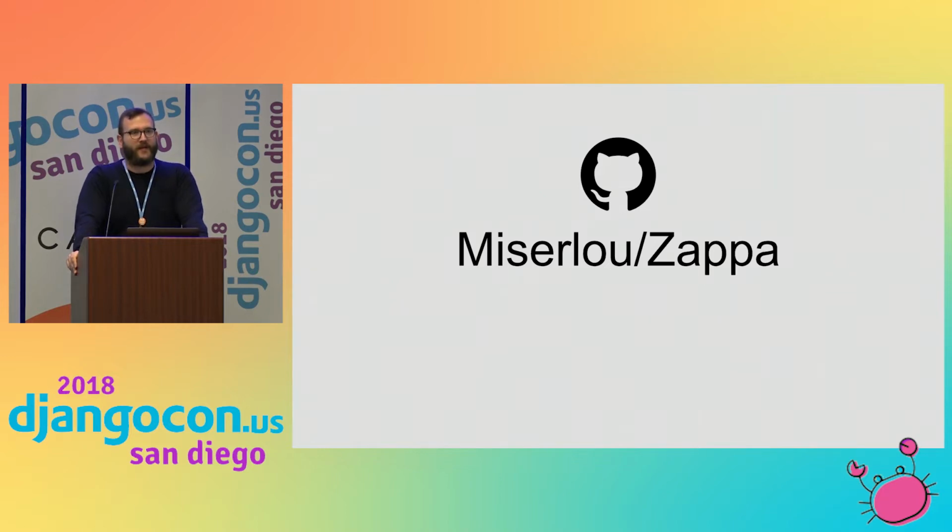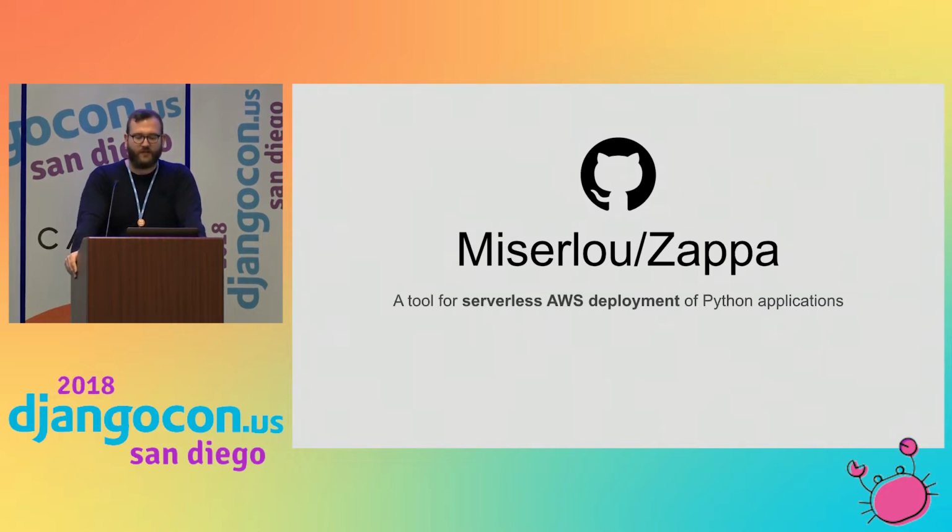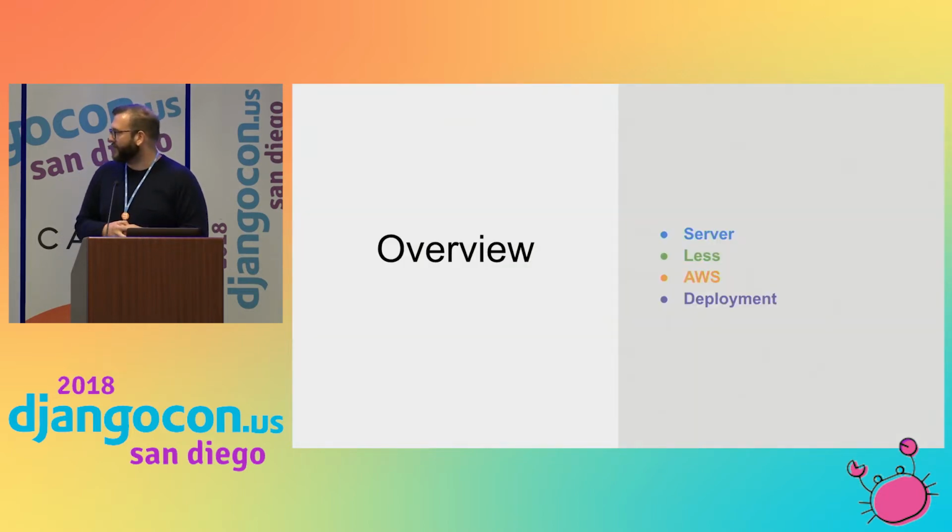It's a framework written by a guy named Rich Jones. And what it really does is let you do serverless AWS deployments for Python applications. During this talk, I'm going to emphasize these pieces here in bold colors. So we'll talk about servers, what a server really is, and what the less part of serverless really means. And then some specifics about Amazon Web Services and how you go about actually deploying an application there.